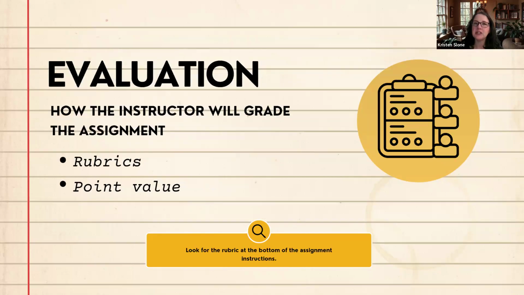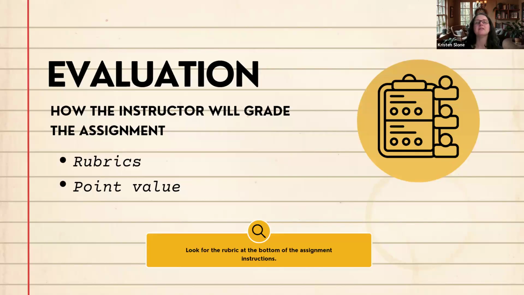And then the evaluation component. This is how the instructor is going to grade the assignment. Typically, you're going to be given a rubric in your LBC courses. Rubrics will be attached to the bottom of the assignment instructions. So if you scroll all the way down to the bottom of an assignment, you'll see the rubric if there is one. And then typically you're given some sort of point value, okay?